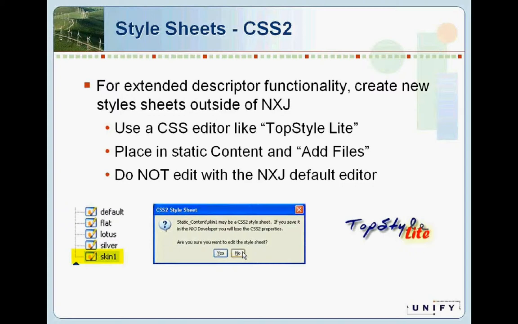The one I use is Top Style Lite. It's free. It gives me everything I need to do. It'll tell you whether you're using CSS level 1, 2, or 2.1 descriptors. But if you try and edit that style sheet, NXJ nicely says, hey, you're editing one that we don't know how to work with. You're going to lose those properties. So that's that dialog in the middle. Press no, because you don't want to lose the work that you did. And you'll notice on the left we have a new style called Skin 1 that was added to take advantage of some of the new features of cascading style sheets.